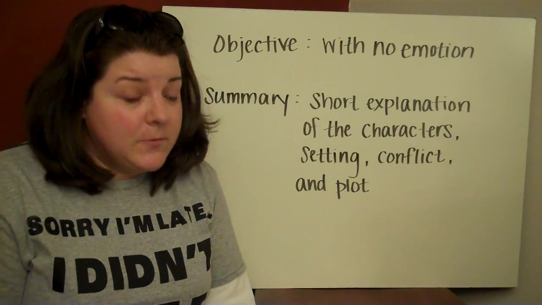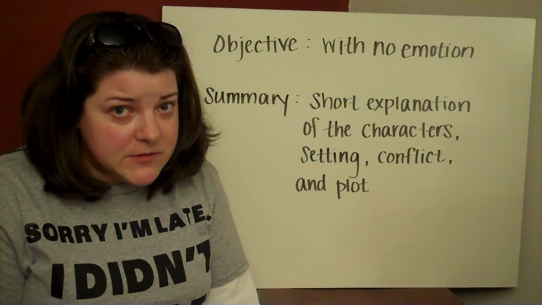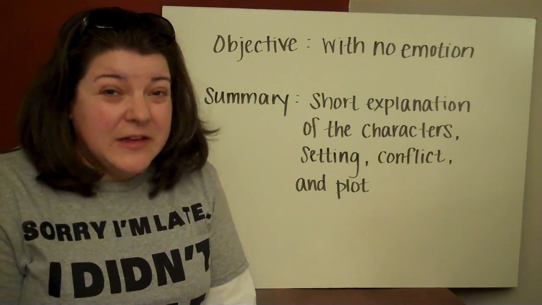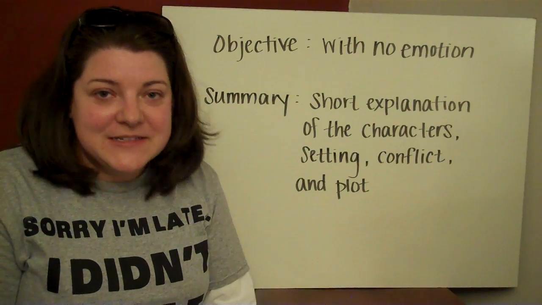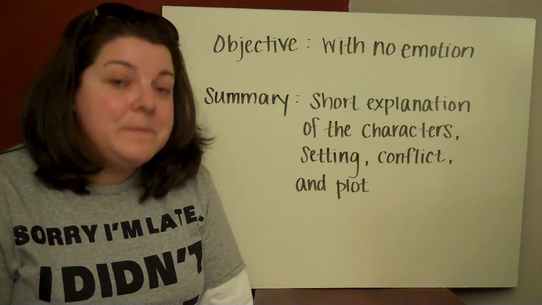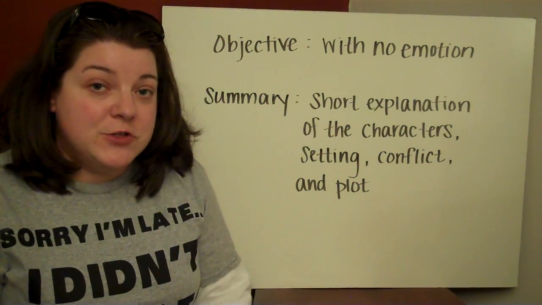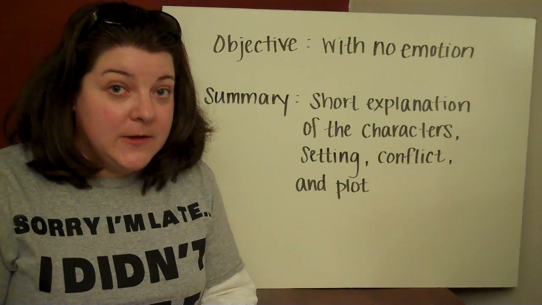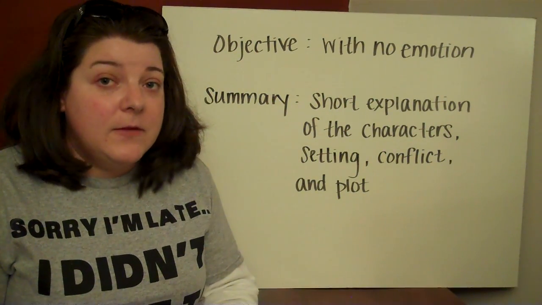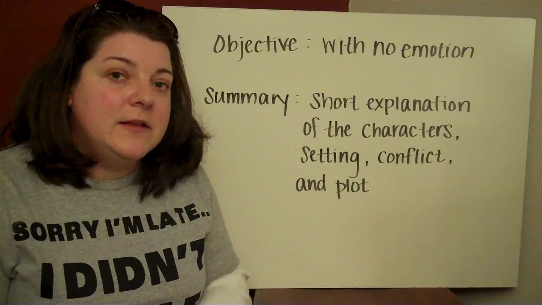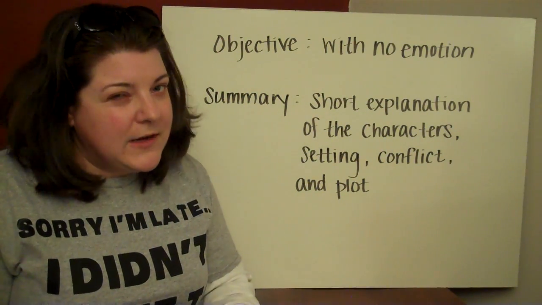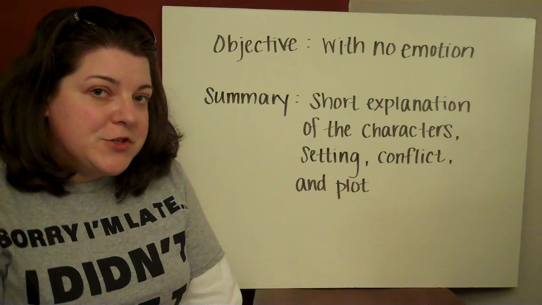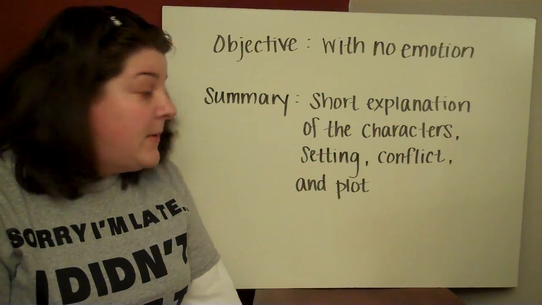So, for example, if we read a poem or a short story and you really hated it, the objective summary is not the time for you to tell us that. So we're going to remove all emotion. If you're angry with a character, if you really loved it, if it really touched you, again, the objective summary is not the time to go into that. We'll get into that later. So we want to make sure that we remove all of that emotion.